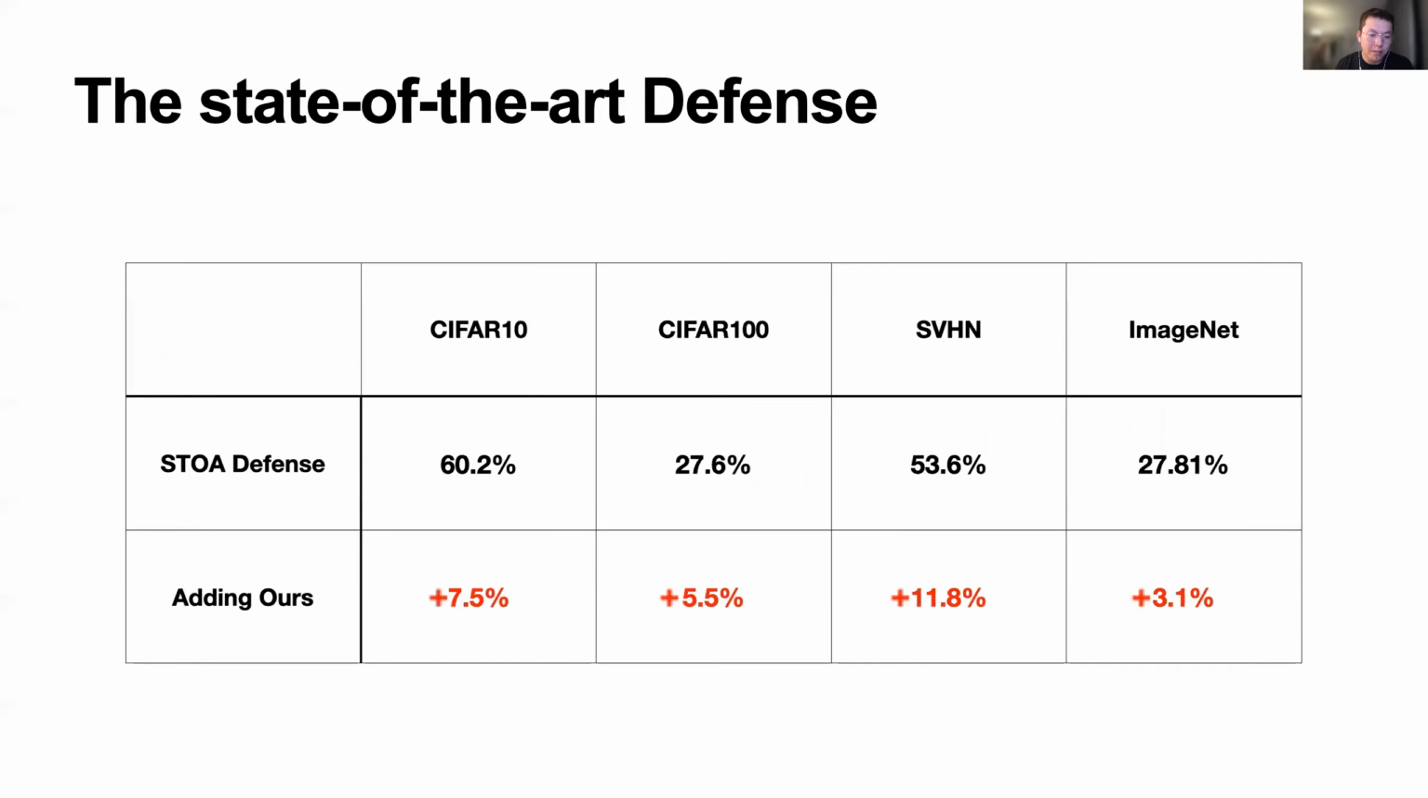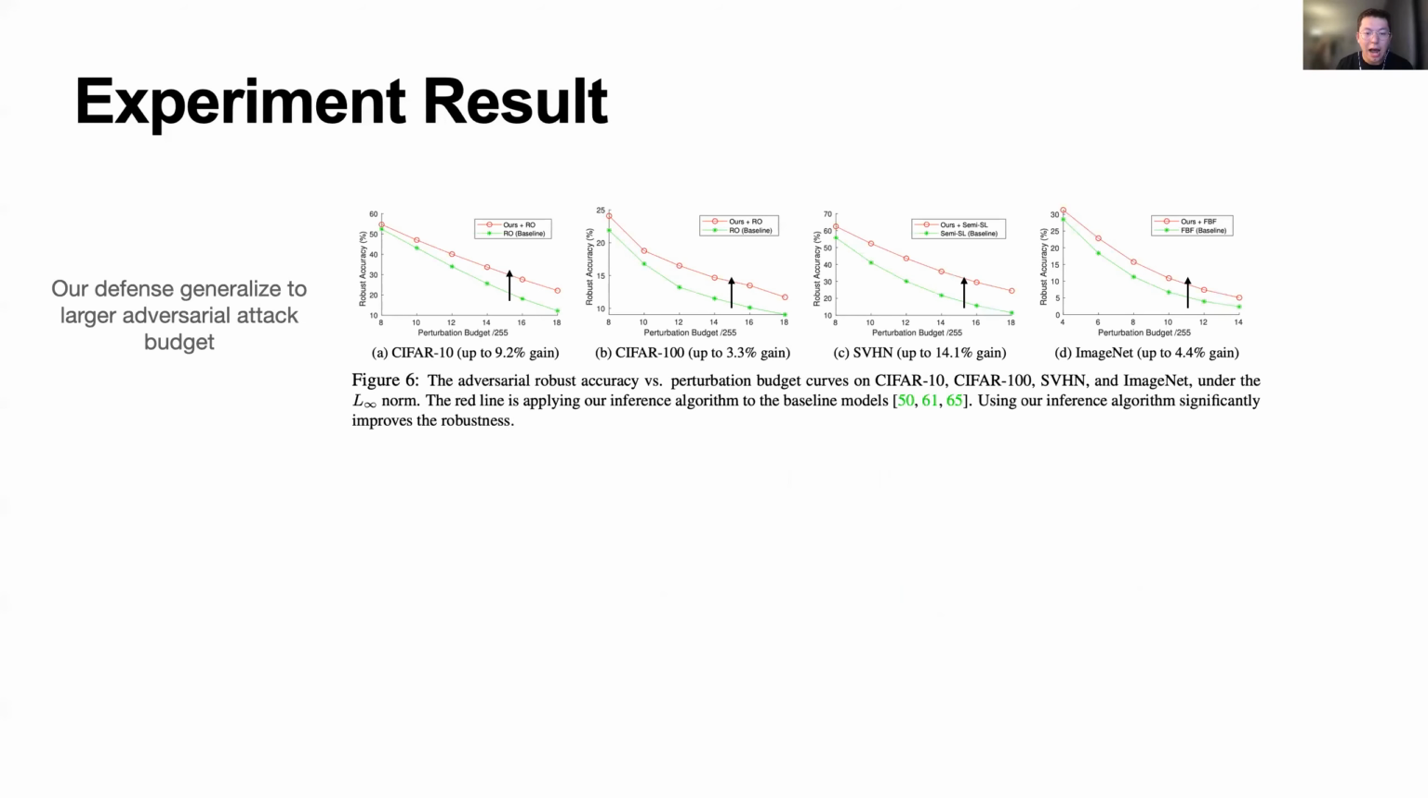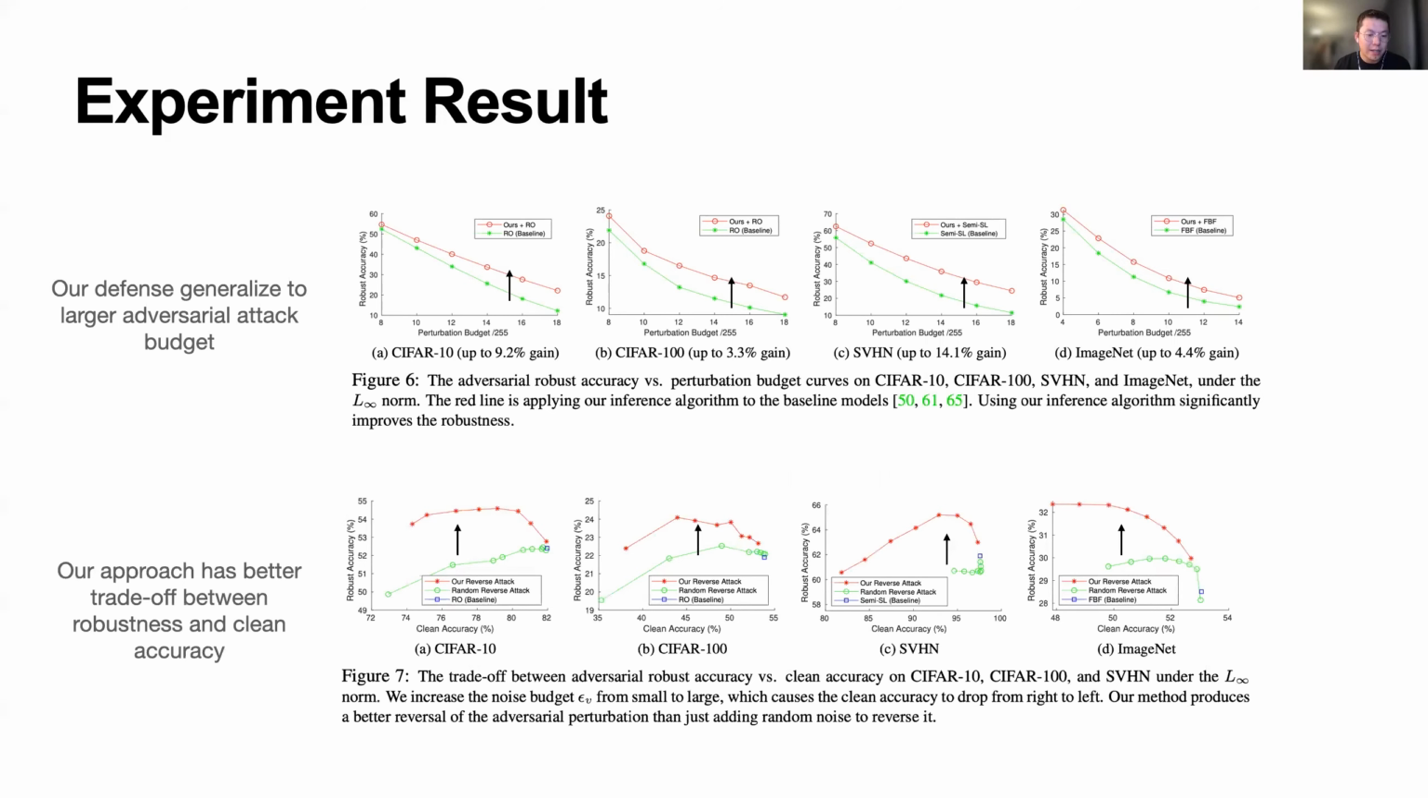Empirically, our method improves robustness on CIFAR-10 by over 7%, CIFAR-100 by 5%, SVHN by 11%, and ImageNet by 3%. Even under unseen attacks with larger perturbation bound, our defense is still effective. From green to red is a gain after adding our defense. In addition, our method achieves a better trade-off between the robustness and clean accuracy.